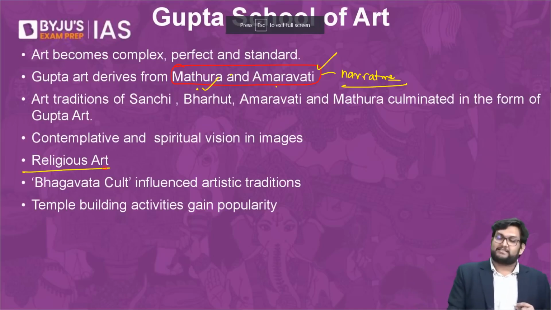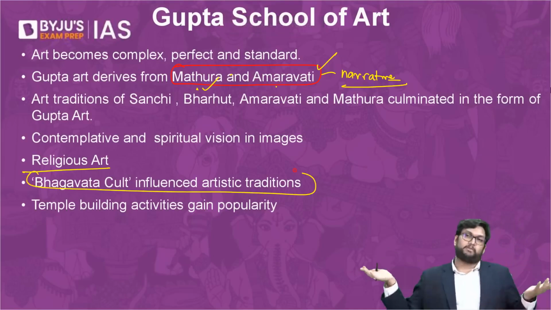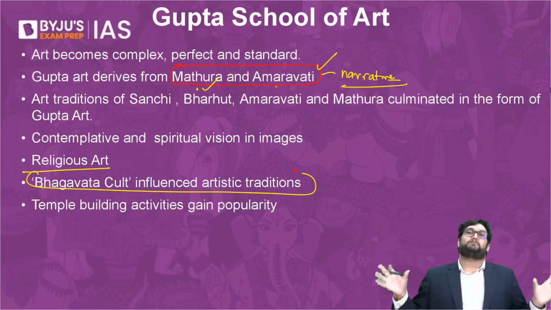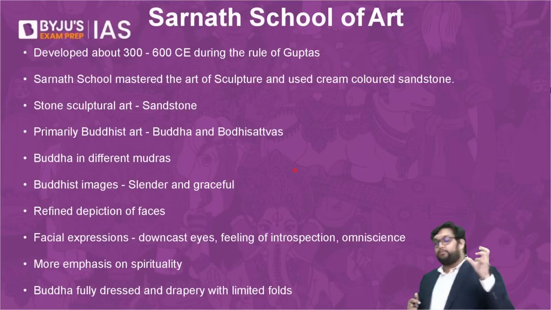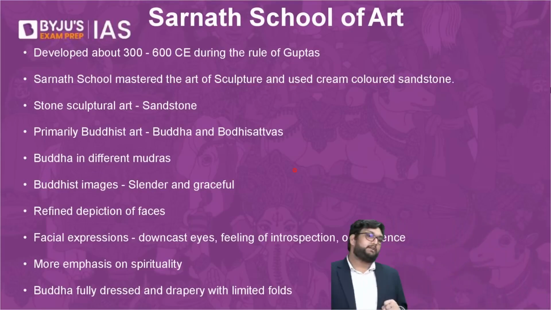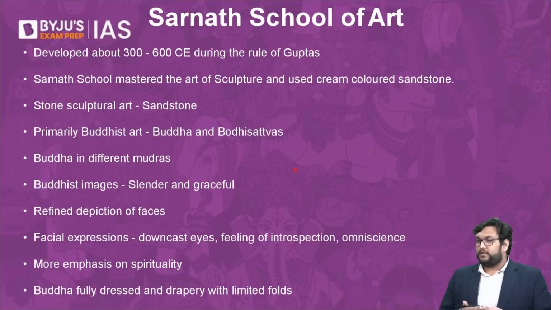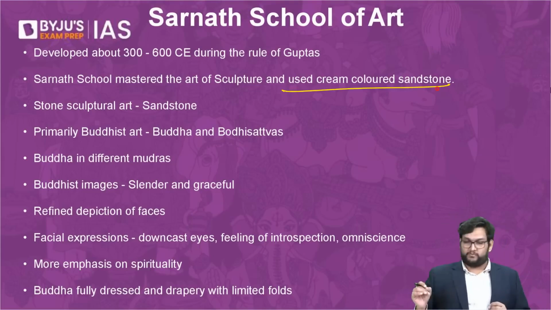And religious art is becoming more and more common. Bhagavata cult, which is the concept of Dashavatara, is going to become very, very common. And temple buildings will now become the space for creating sculptures, which we've already seen. But the Buddhist school still survives, and it survives in the form of the Sarnath School of Art. And the Sarnath School of Art is known for the cream colored sandstone which is used.